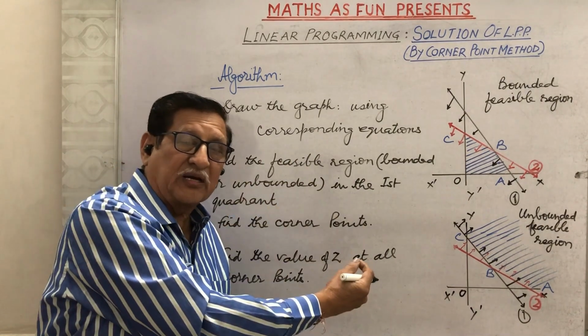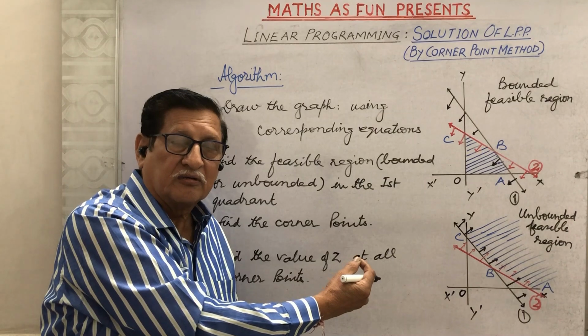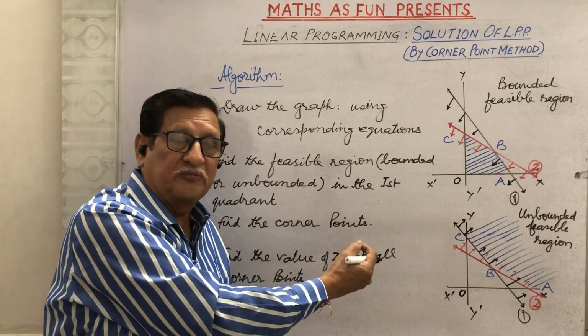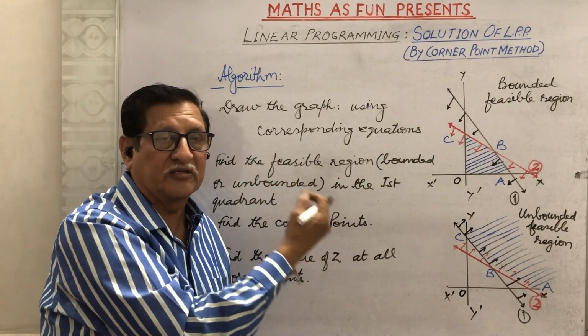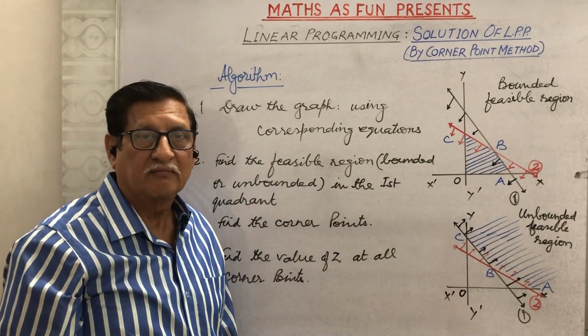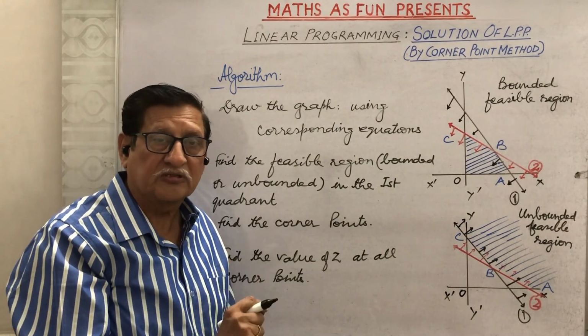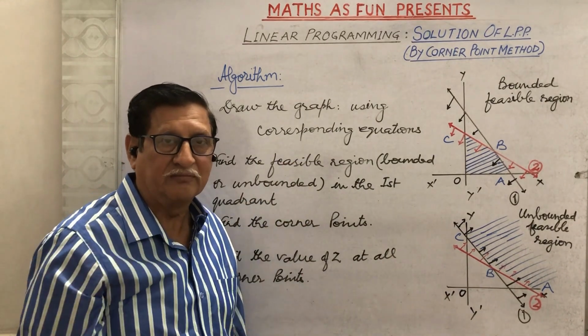Similarly, where we get the maximum value, that is the maximum value of the objective function z and at that particular point, the values of x and y. We will discuss now some examples to understand this more clearly.